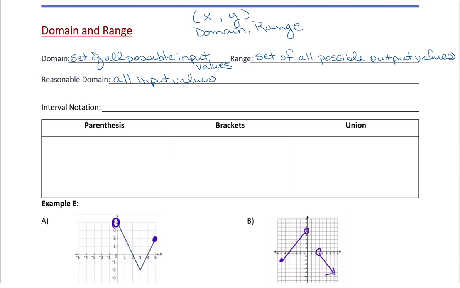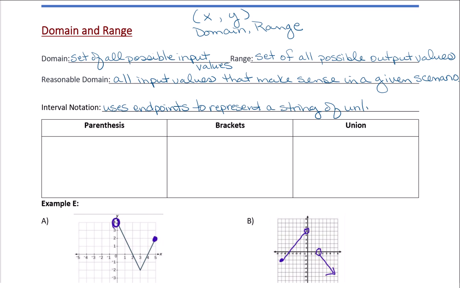Reasonable domain is all the input values that make sense in a given scenario. We represent domain and range often using something called interval notation. The interval notation uses endpoints to represent a string of unlistable numbers.